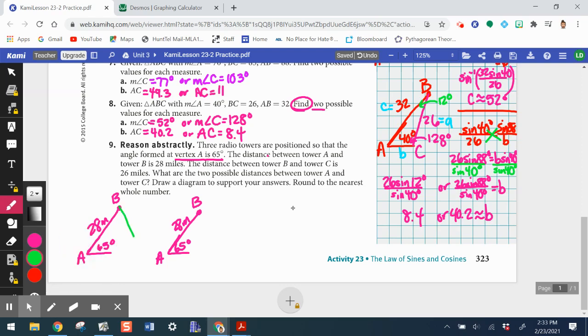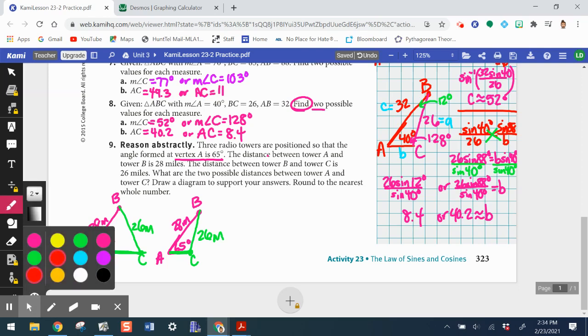So we could either draw it such that this is 26 miles and C will be somewhere on this ray right here. Or we could draw it such that this is 26 miles and C is located here, still on the same ray that A was. So it says, what are the two possible distances between tower A and tower C? So again, we're finding opposite of angle B, we're finding lowercase b in both of these scenarios, just like we did on 7 and 8. It says, draw a diagram to support your answers, and round to the nearest whole number.